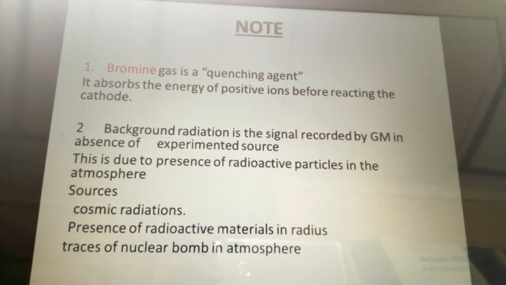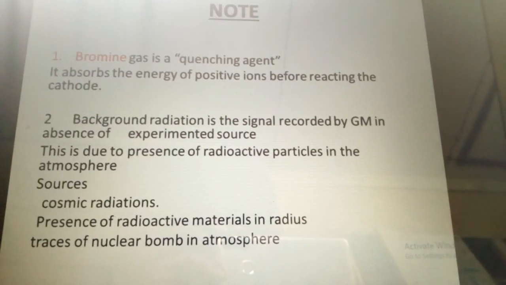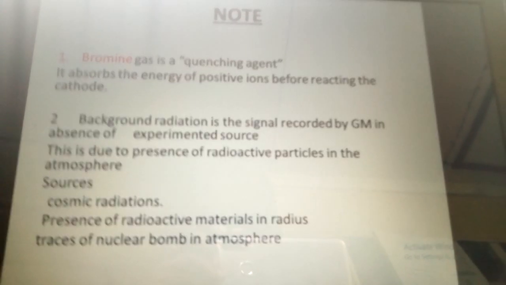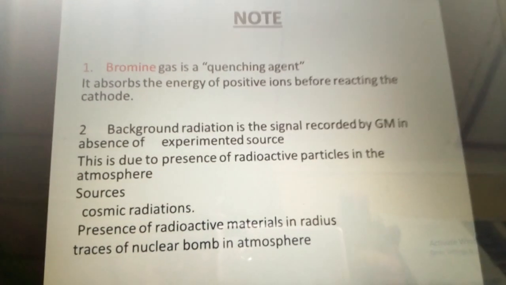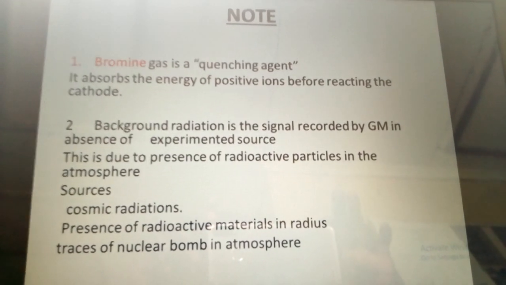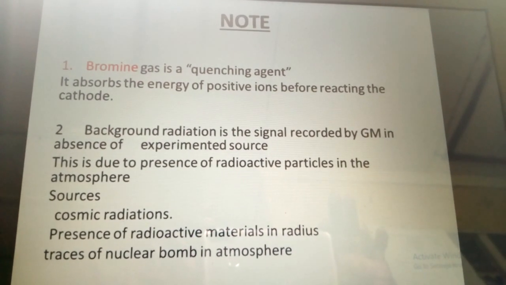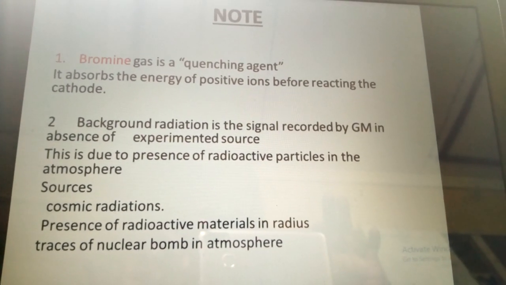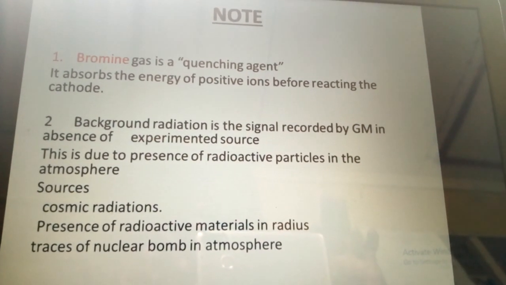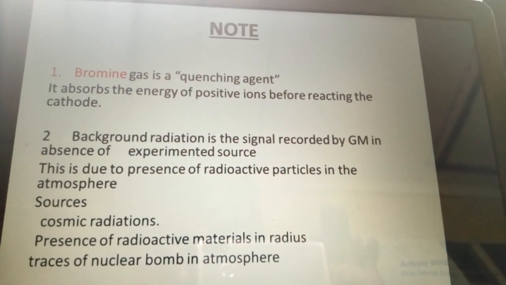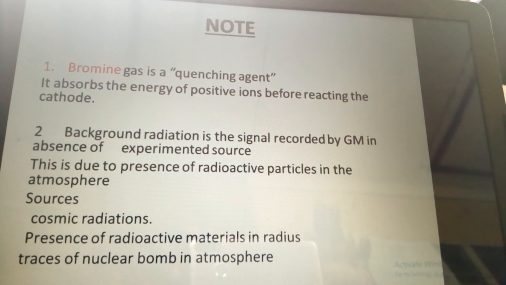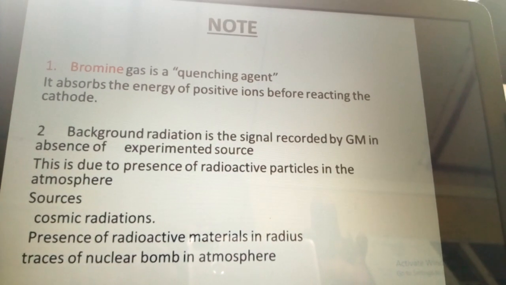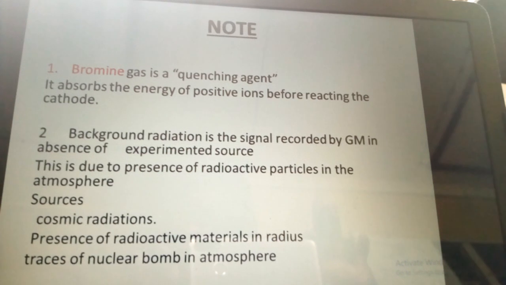Bromine gas is a quenching agent. If it is mentioned, it is a quenching agent. It absorbs the energy of positive ions before reaching the cathode. There is ionization of gas and ionization of gas. I would like you to note that.